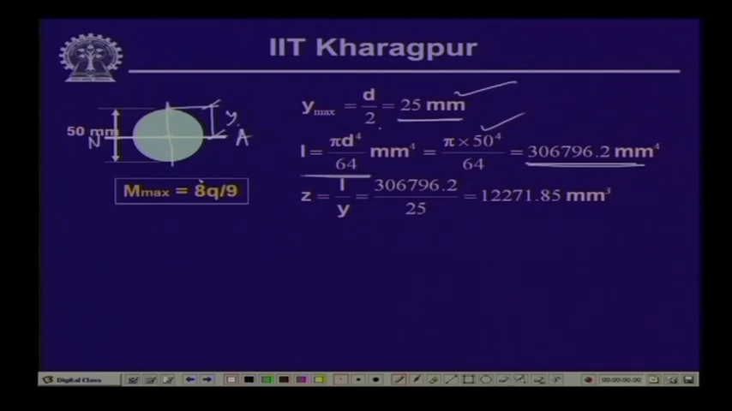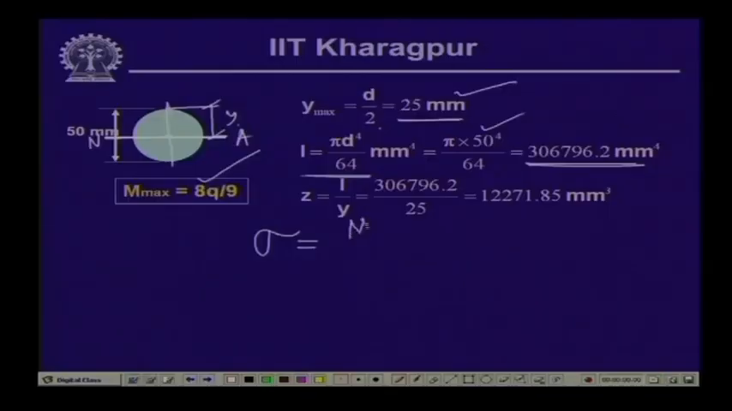And we have the information that the maximum bending moment is 8q by 9, which is occurring at a distance of 5 by 3 from the left support. Now, if we like to calculate the bending stress sigma, this being again symmetrical with respect to both the axes.